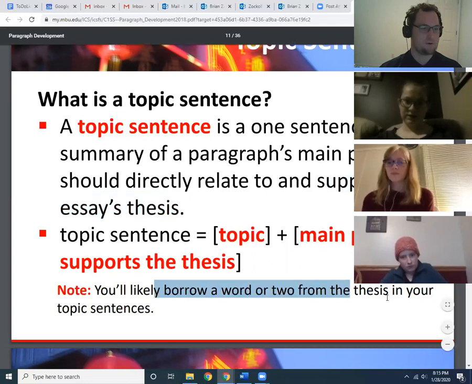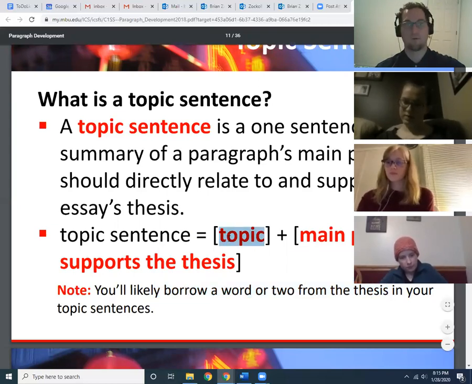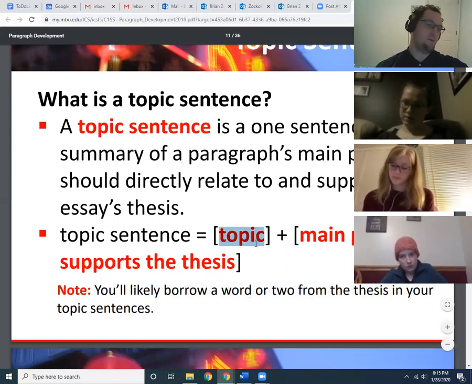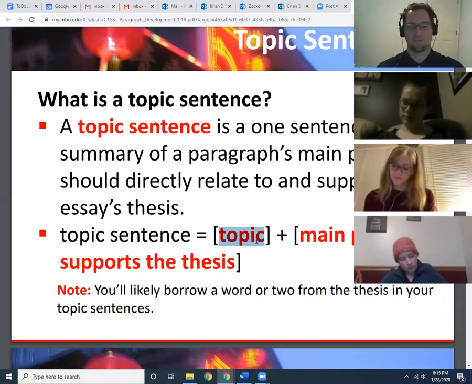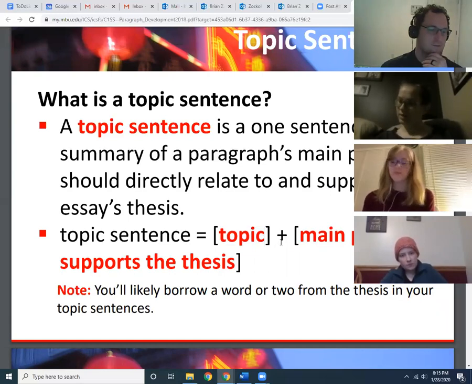Likely you'll borrow a word or two from your thesis. That's why I'd rather see thesis as opposed to topic here. I'm pointing at my screen right now, as you can see. That's why I'd rather you see thesis in those brackets as opposed to topic. Thesis plus main point that supports the thesis.